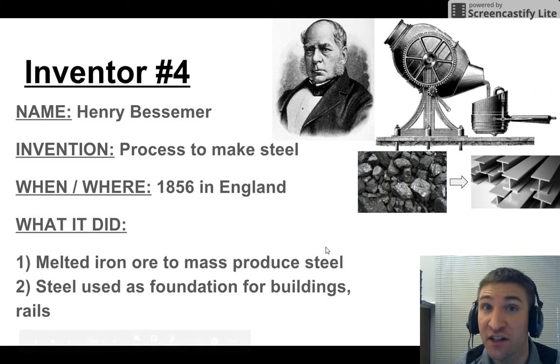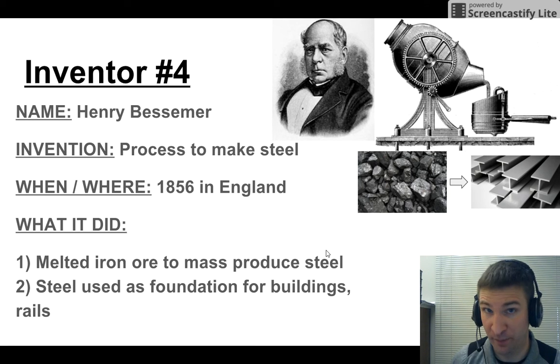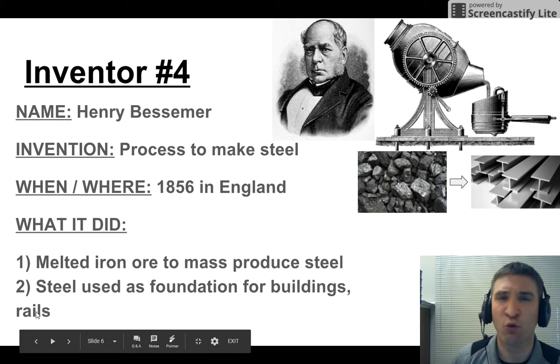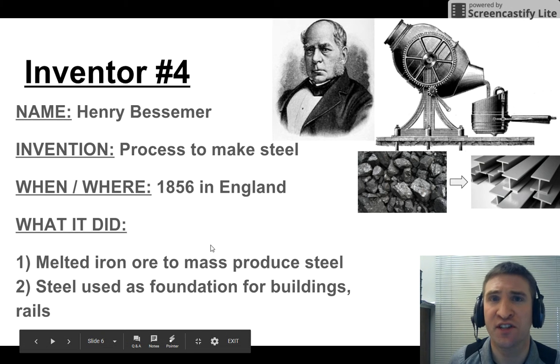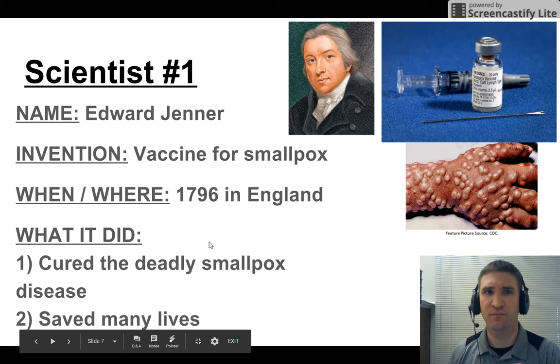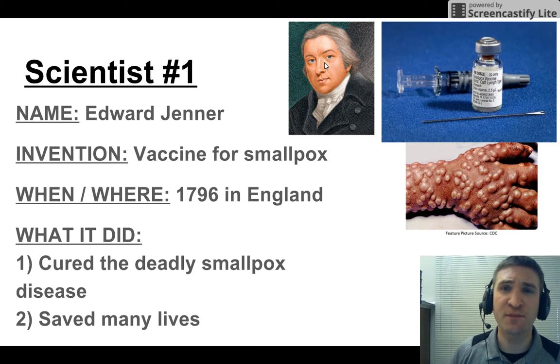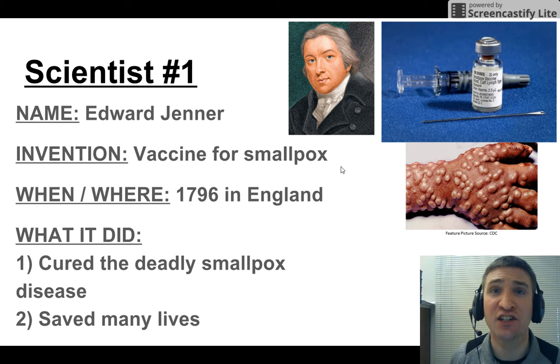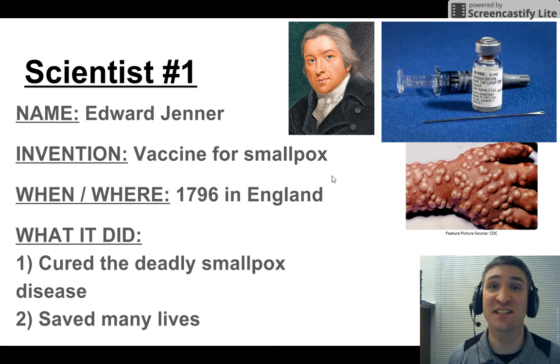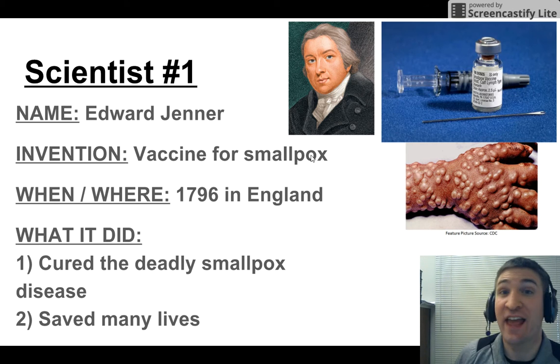We go to science. Scientist number one. This man's name is Edward Jenner. His invention, a vaccine for smallpox, one of the most deadly diseases out there at the time in the 1700s and the 1800s. When did he invent this? 1796. Where? In his home, England. And what did it do? It cured the deadly smallpox disease.